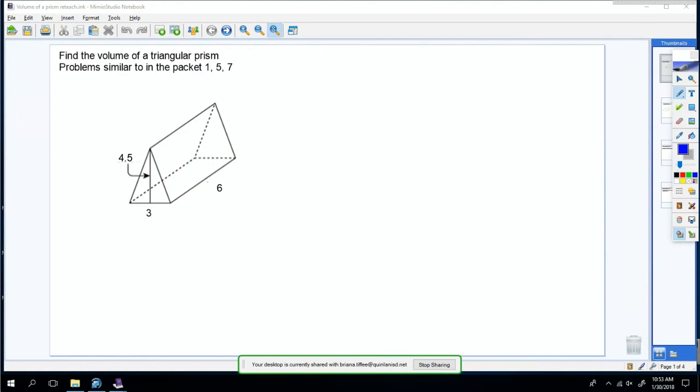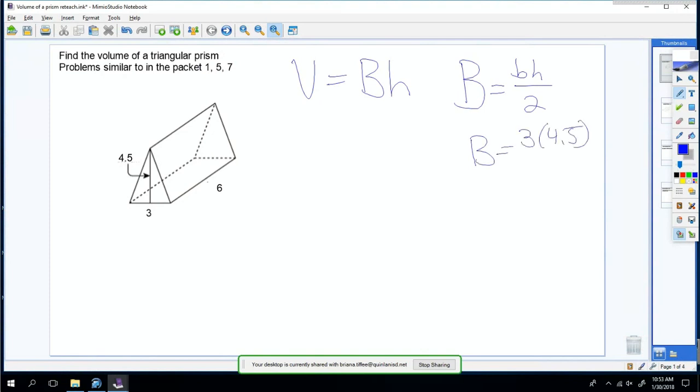prism. So remember, volume is big B times H for a prism. So it means you need to do big B first. Well, since this is a triangle, big B is base times height divided by 2. So the base of it is 3, the height's 4.5, and you divide by 2. So 3 times 4.5 is 13.5, and then you divide by 2, which is 6.75.